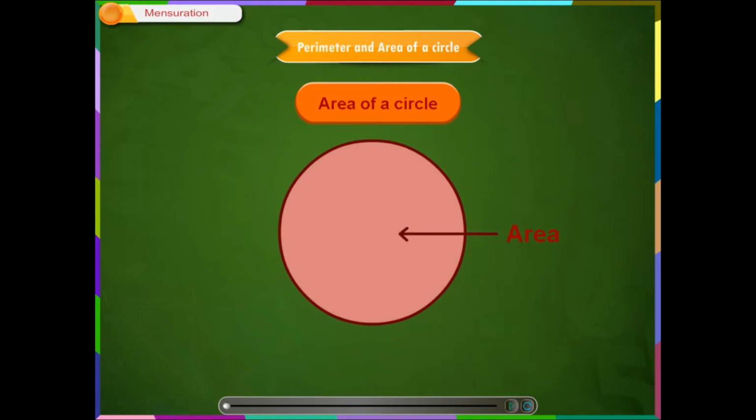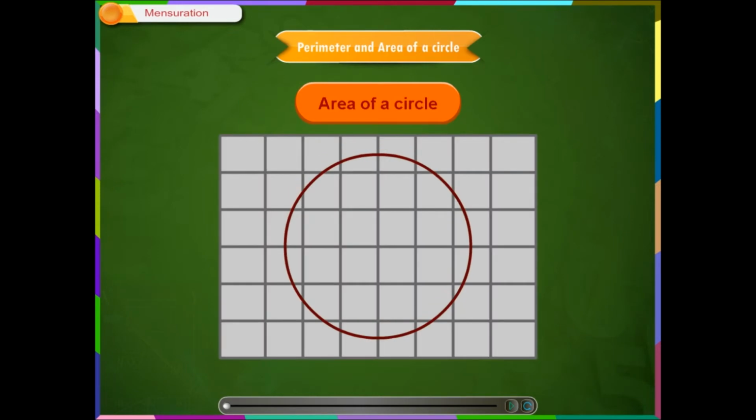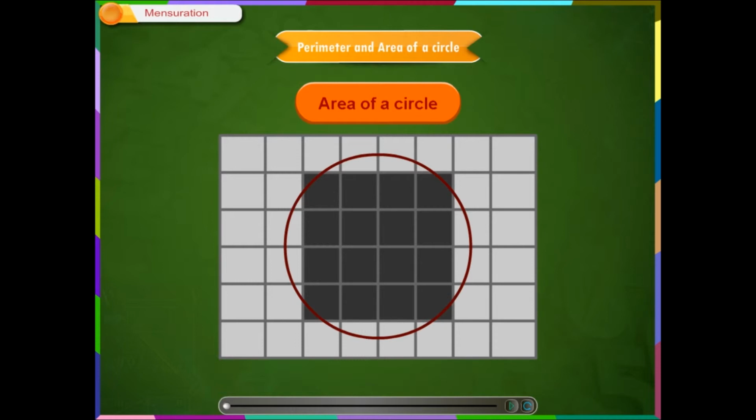Area of a circle. The measure of the region enclosed inside the circle is called its area. In the figure shown, the colored part inside the circle is the area of the circle. If we place the circle on a grid paper and count the number of squares on the grid, we can get the area of the circle in square units. Observe the figure shown on the screen. If each square is 1 centimeter, then the area of the circle is approximately 16 square centimeters.